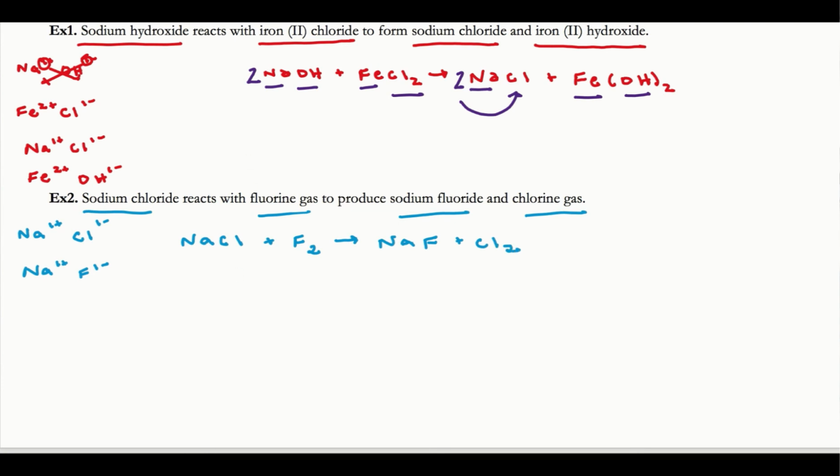Now I just need to balance. I've got 1 sodium, 1 chlorine, 2 chlorines on my product side. So I need to put a 2 in front of sodium chloride. That now gives me 2 sodiums on my reactant side. So I've got to put a 2 in front of sodium fluoride on my product side. Now I've got 2 fluorines on my reactant side, and now I have 2 on my product side. So I am balanced.